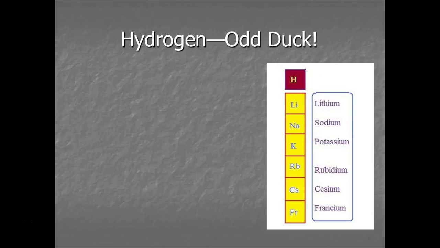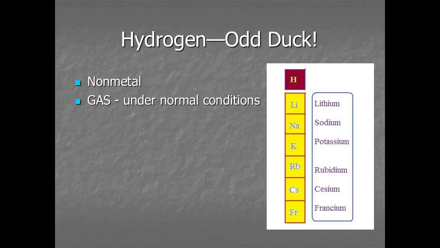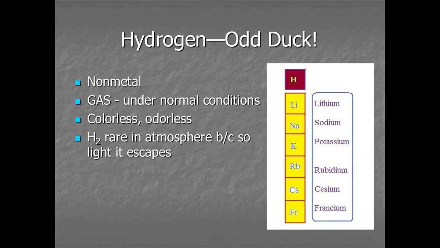Hydrogen here is sitting above the alkali metals, but it is not an alkali metal itself. In fact, it's a nonmetal. It's a gas. It's also colorless and odorless, and is diatomic like the halogens are, so it's called H2. All right, and it's actually really, really uncommon in our atmosphere because it's so light that it reaches the edge of the atmosphere, which is called the exosphere, and then lots of it leaves off into space.